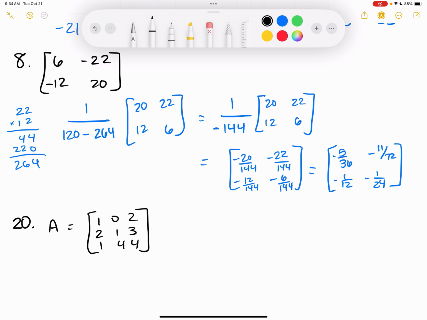So we're going to put that matrix in matrix A. And what they're wanting us to do is find the inverse matrix, and then confirm that it's an inverse by doing matrix A times the inverse of matrix A, and then the inverse of matrix A times matrix A.